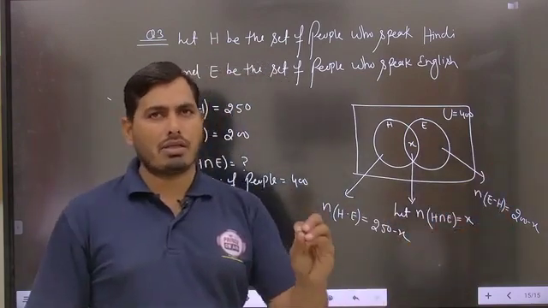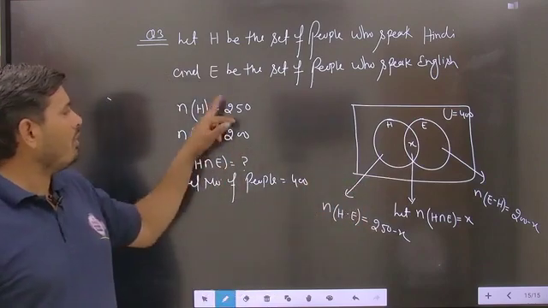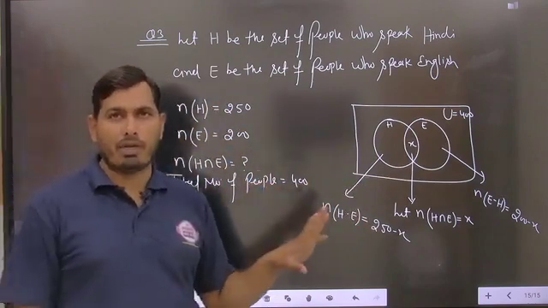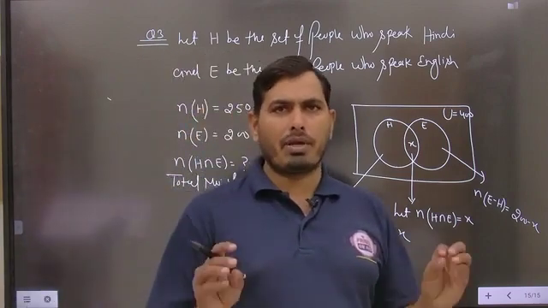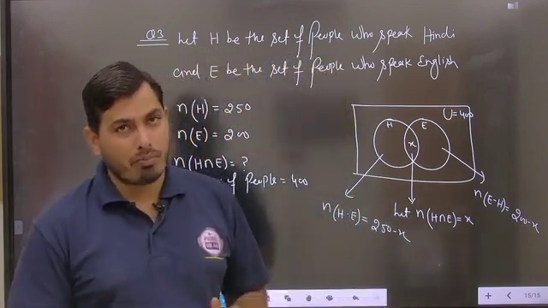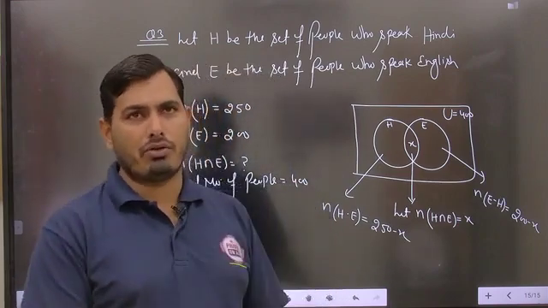So you can imagine one thing, student: the total number of persons is 400, and here the total becomes 450. So there are 50 persons who speak both languages. That's why they are counted in both Hindi and English. Is it clear?